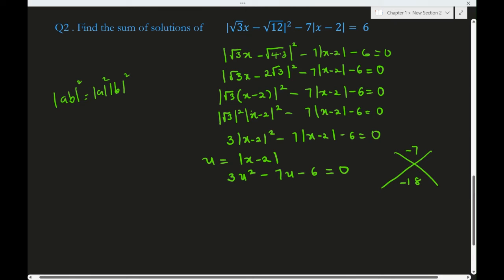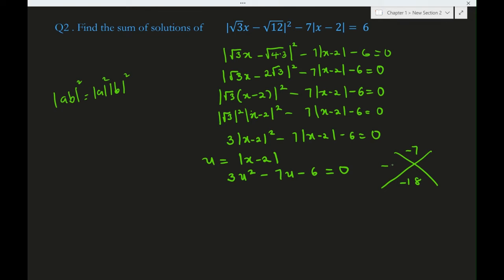So we look for two numbers that multiply to give us minus 18 and add to give us minus 7. And you can think carefully. We see minus 9 and 2 will do the job, because minus 9 times 2 will give us minus 18, and minus 9 plus 2 will give us minus 7. Now we can divide both sides by 3, and this will simplify to minus 3 over 1.